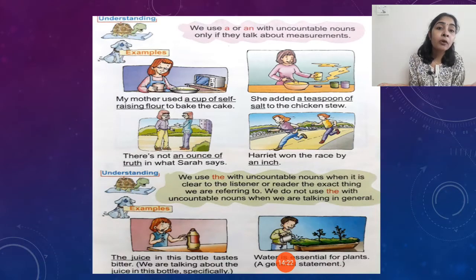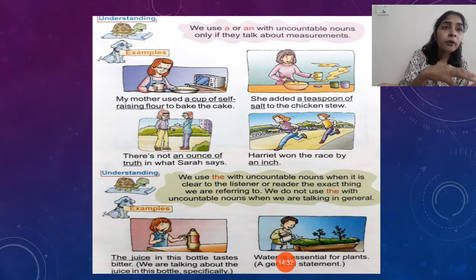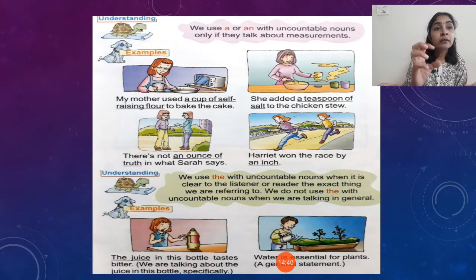The juice in this bottle tastes bitter. So already the one thing which is definite, just think about whether the thing is definite or indefinite. That is the center point of using the articles a, an and the: we first classify it as definite or indefinite. If it is definite, then always the. If it is indefinite, then a or an.